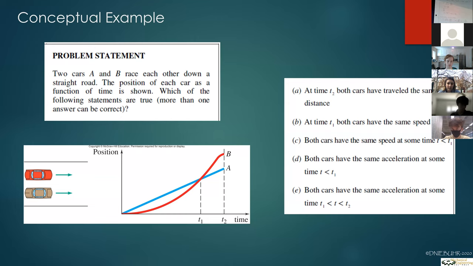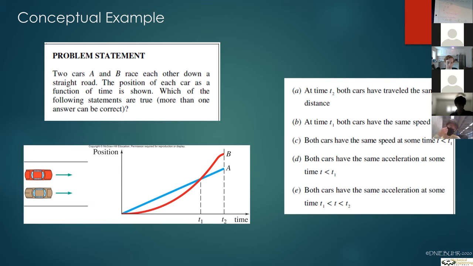So if we look at the possibilities, A: at time T2, both cars have traveled the same distance. We can see that's not true, because the position of B is higher than the position of A. So that one's pretty easy to say no. And then there's B: at time T1, both cars have the same speed. We can't say that's really true either, because the slope at time T1 would have to be the same. Just because they cross doesn't mean they have the same speed. So B is also not correct. C says both cars have the same speed at some time t less than T1. What do you think about that one? Does that one seem true?